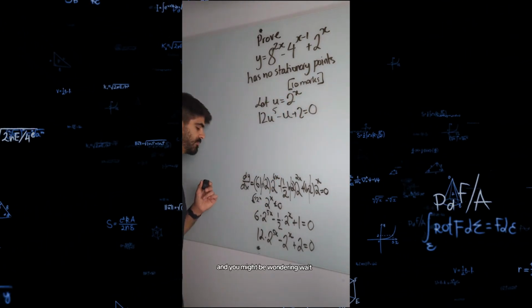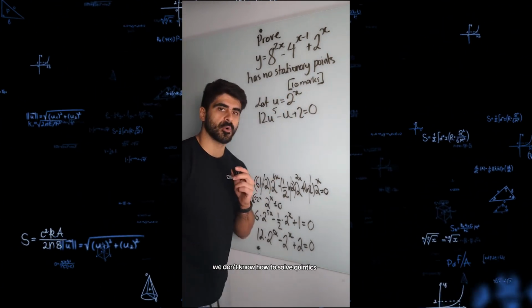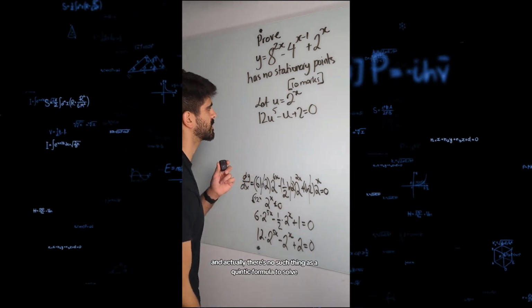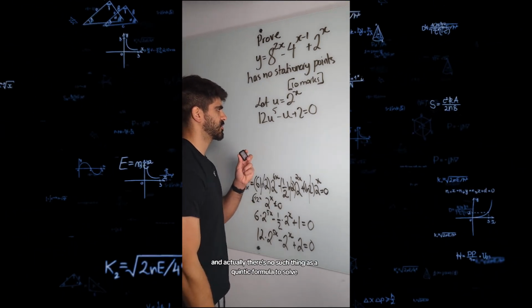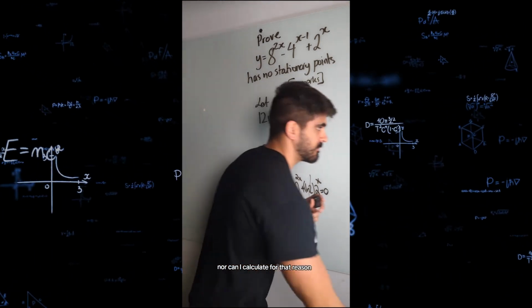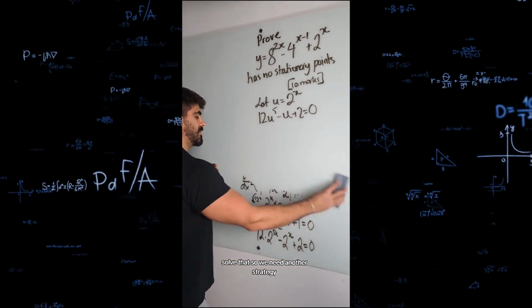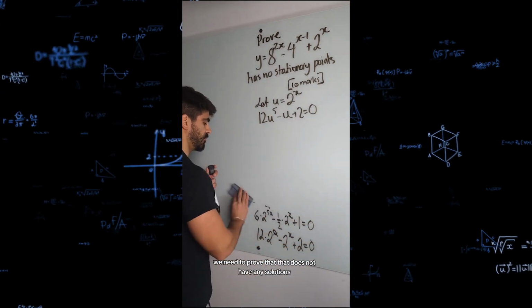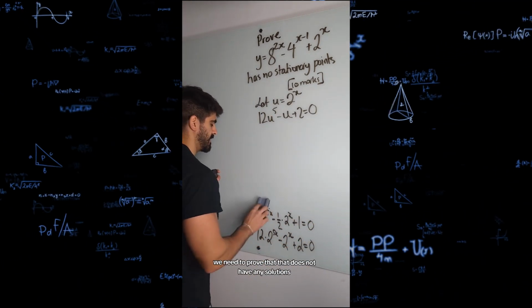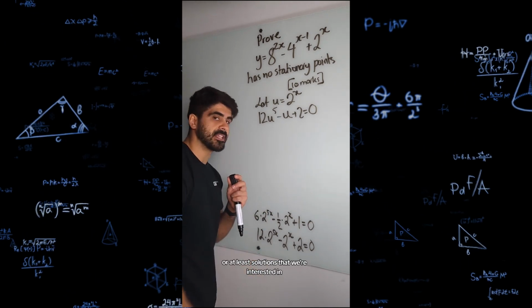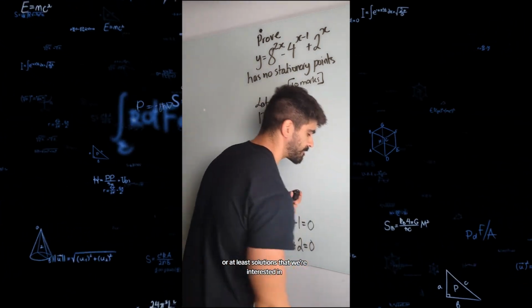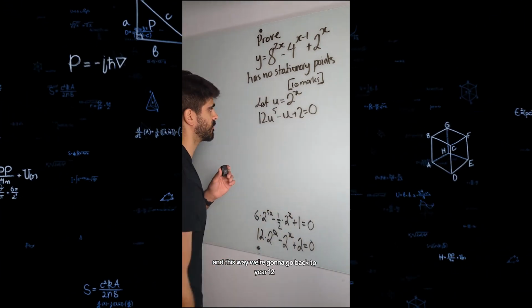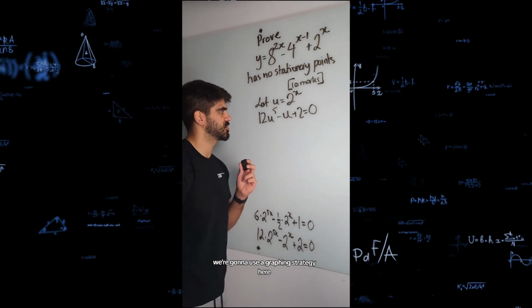And you might be wondering, wait, we don't know how to solve quintics. And actually there's no such thing as a quintic formula to solve, nor can our calculator, for that reason, solve that. So we need another strategy. We need to prove that that does not have any solutions, or at least solutions that we're interested in. And this is where we're going to go back to year 12. We're going to use a graphing strategy here.